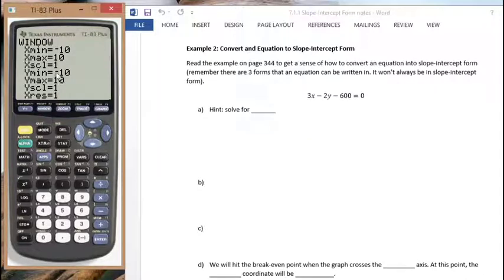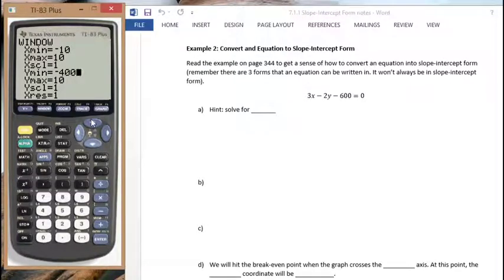So I want the minimum for y. That will control how far down my graph goes. I want the minimum to be at least negative 300. But because I want the intersection to appear somewhere in the middle of my screen, I'm going to make it go past negative 300, maybe negative 400.